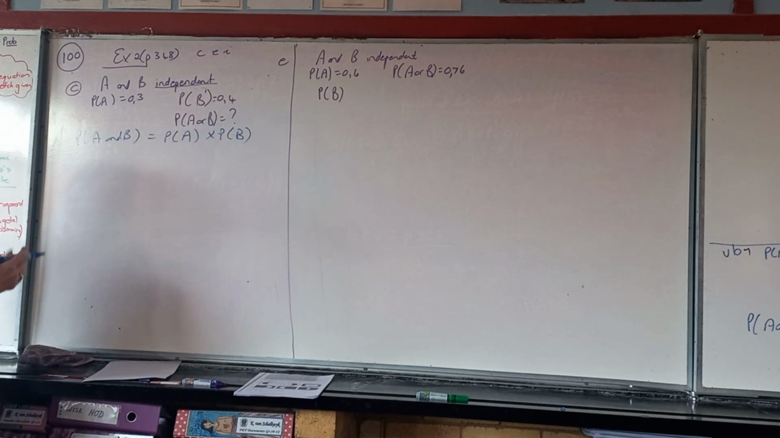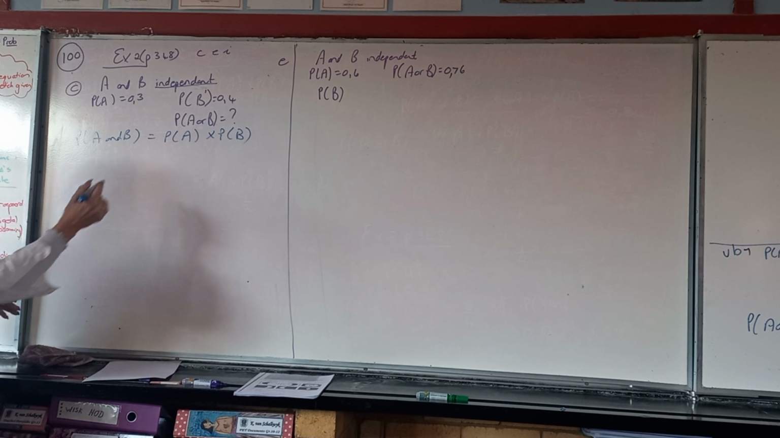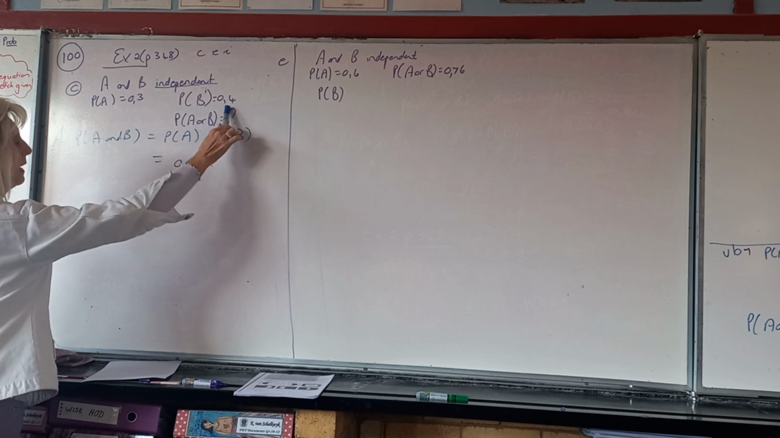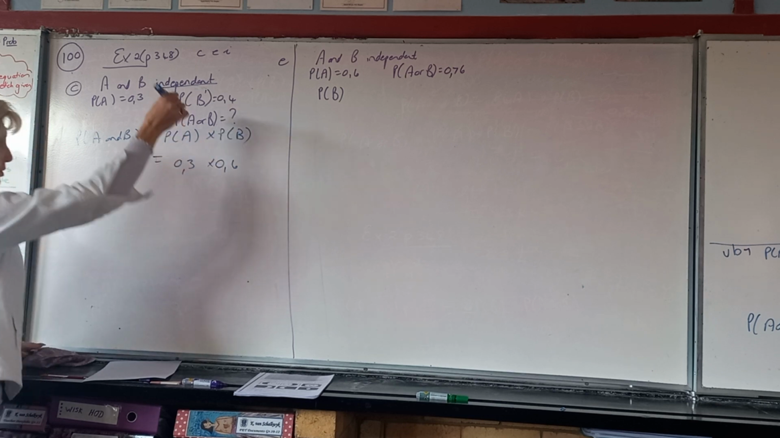What about the rest? Because they're asking me for the or. So I'm busy going for the identity. But I've first got to work out the and, then I can use it. So the P(A) times the P(B) will be 0.3 times 0.6. Excellent.